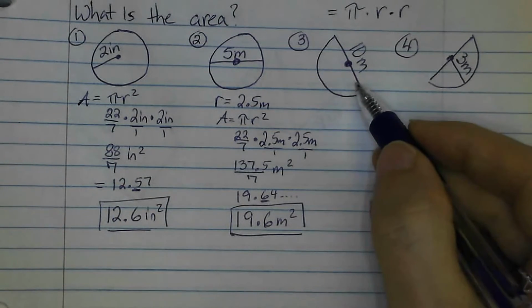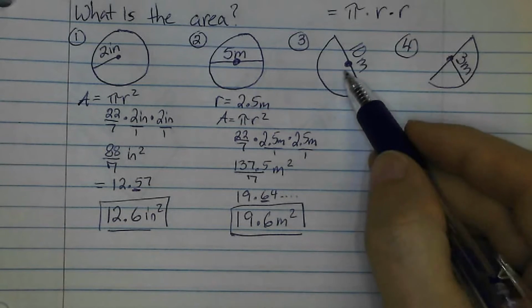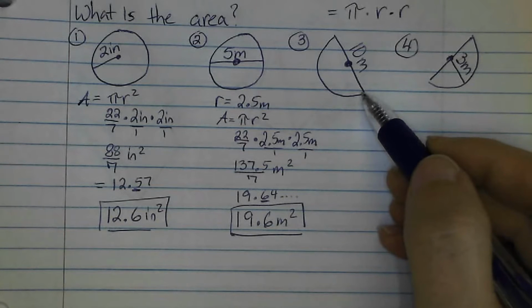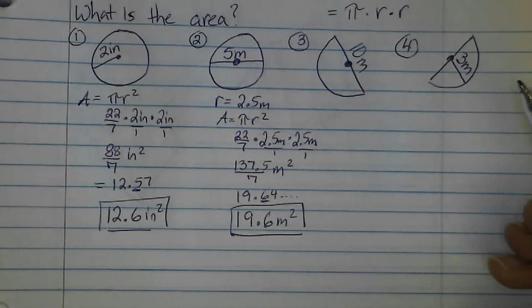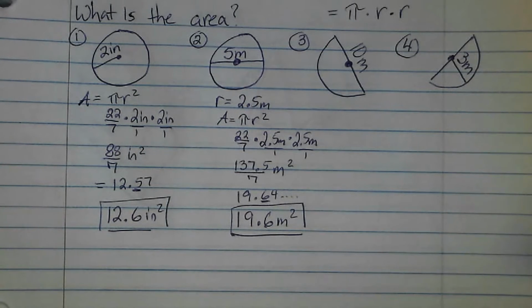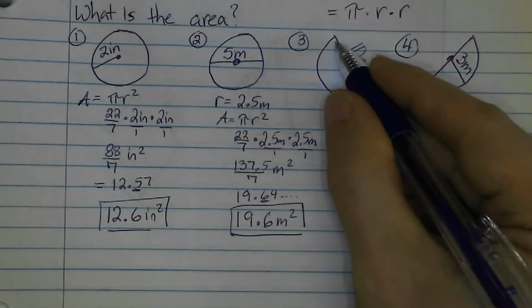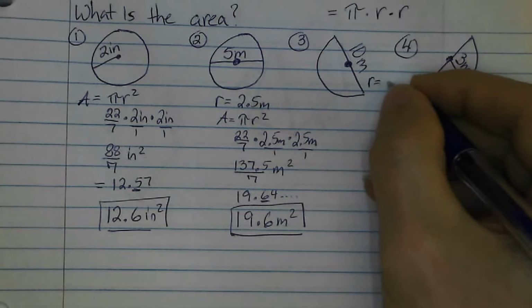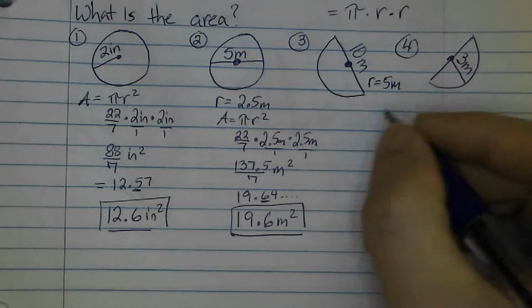Alright, for the next one, this one, hopefully you noticed, is a semicircle, half of a circle. I'm still going to solve it the same way, but since this formula gives me the area of an entire circle, I'm going to divide my final answer by 2. So, for this one, again I have a diameter, so if the diameter is 10 meters, that means my radius is going to be 5 meters.